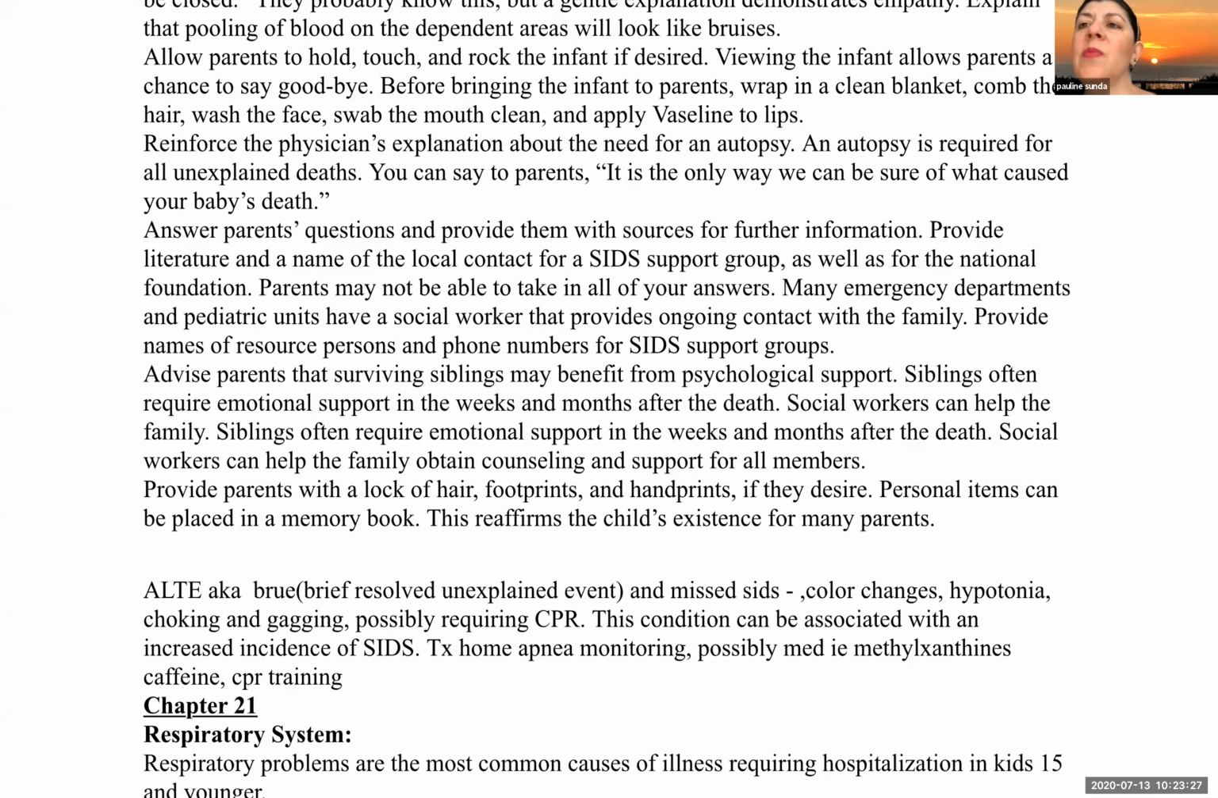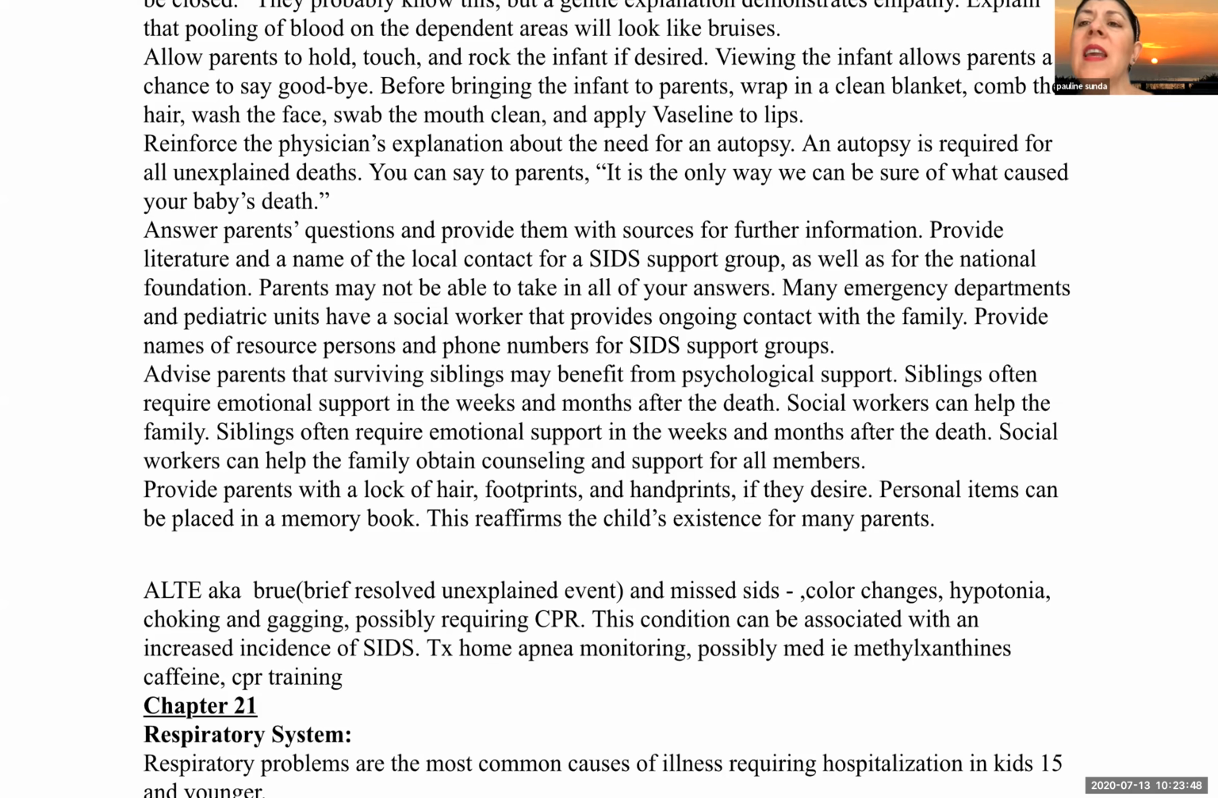Reinforce the physician's explanation about the need for an autopsy. An autopsy is required for all unexplained deaths. And you can say to parents, it's really the only way that we can be sure of what caused the child's death. Answer the parents' questions and provide them with sources for further information.